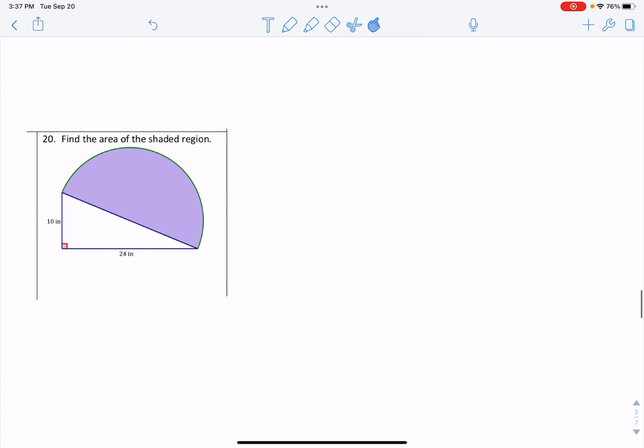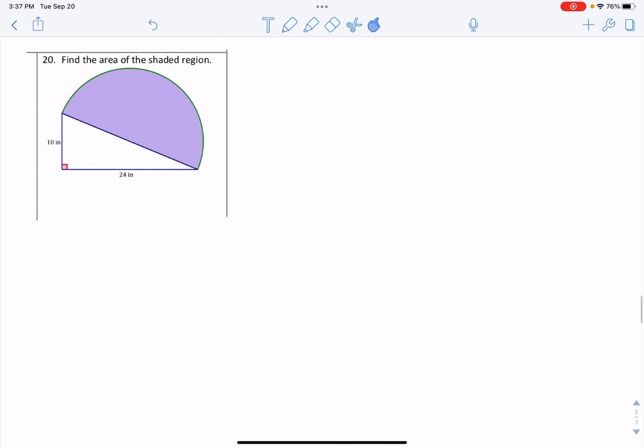And then find the area of the shaded region. For this one, we need to find half of the circle area, the area of the semicircle. That's what we can find here. Then we need to find the radius. To find the radius, when you see the right triangle here with 10 and 24 as the lengths of the 2 legs, we need to find the hypotenuse. So we're going to use the Pythagorean theorem.